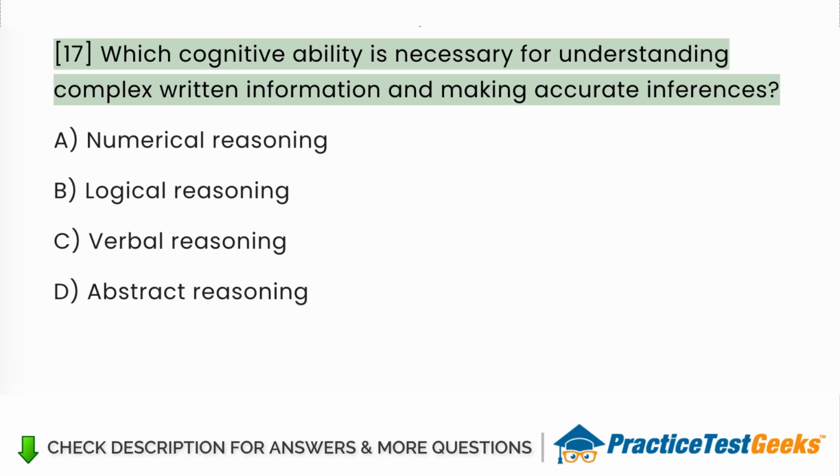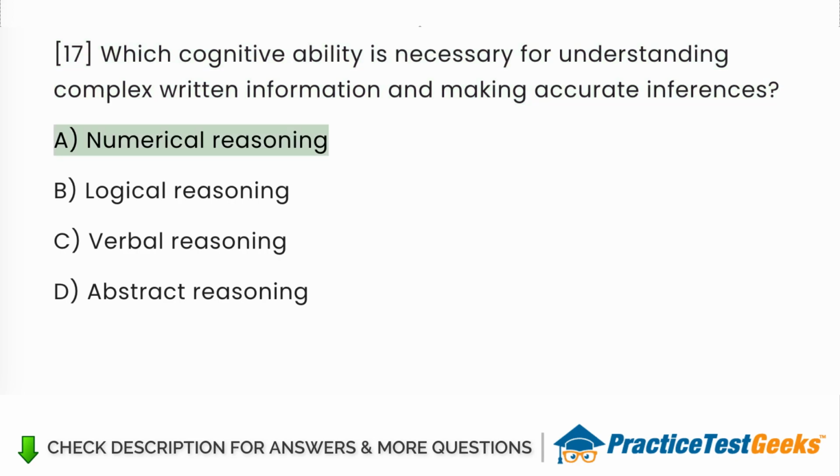Which cognitive ability is necessary for understanding complex written information and making accurate inferences? A. Numerical reasoning. B. Logical reasoning. C. Verbal reasoning. D. Abstract reasoning.